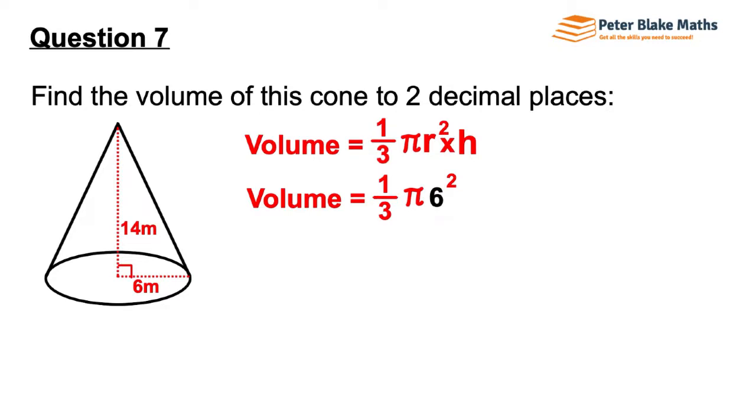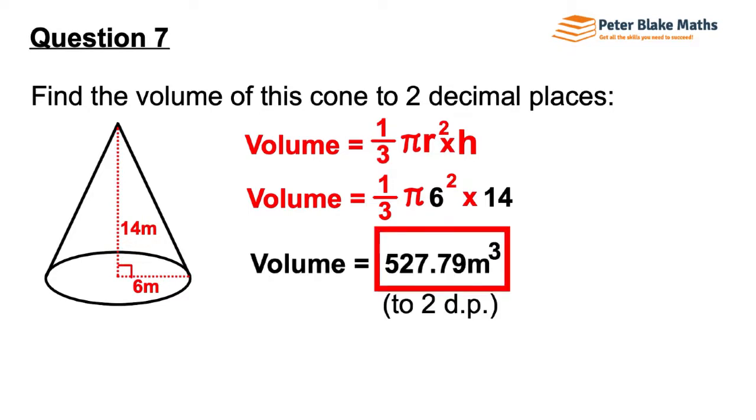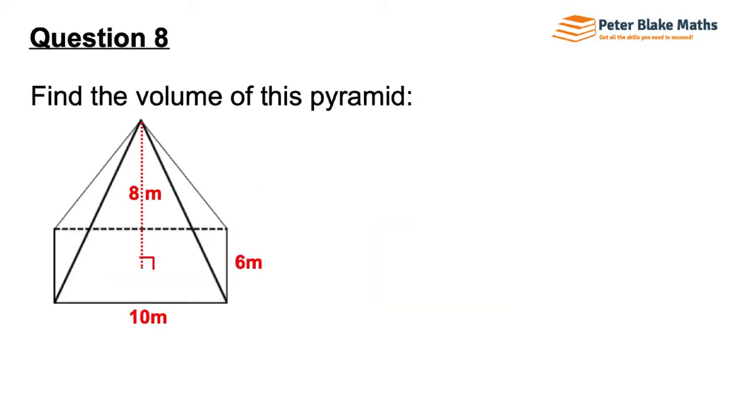We've got 1/3 times pi times 6 squared, our radius was 6, and our height is 14, so we'll multiply by 14, just following that formula. We'll type all that in our calculator and get a final answer of 527.79 meters cubed when we round it to 2 decimal places carefully. We had meters in the original question, but for volume we need to use cubic units. Question 8. Find the volume of this pyramid.